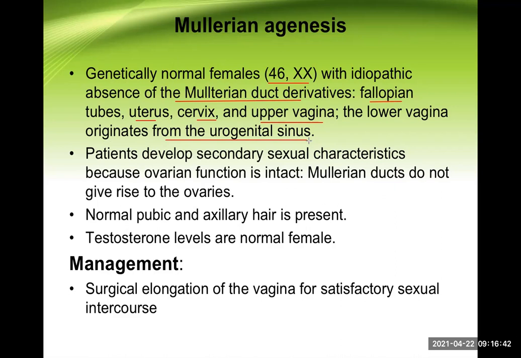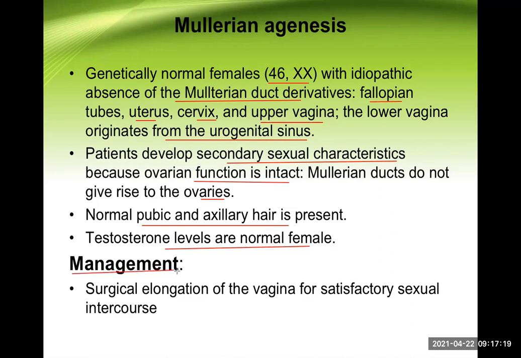So it may not be diagnosed in time. That is the point. The patient develops secondary sexual characteristics because ovarian function is intact. Remember, ovaries are not developed from the Mullerian duct. The Mullerian duct does not give rise to ovary. That's the reason the lady will develop pubertal signs and symptoms because of the hormonal effect, but there will be no menstruation. There is normal pubic and axillary hair, and testosterone levels are also normal for a female.